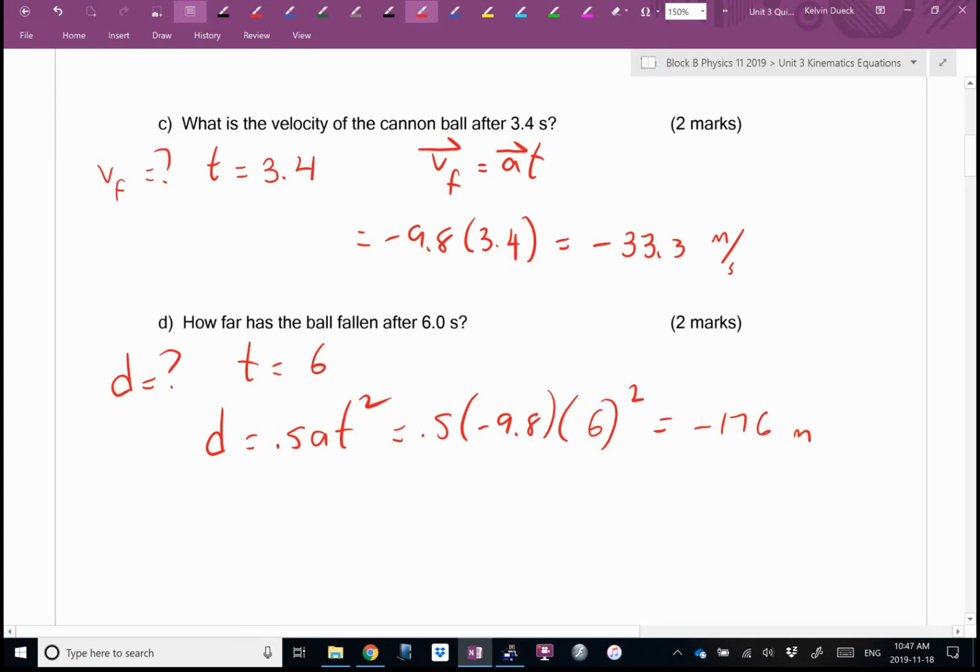What's the significance of the negative here? It's below from where I started. What's the significance of the negative in part C? What does that tell me?